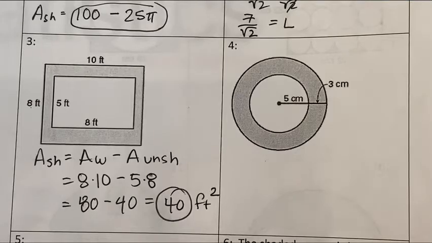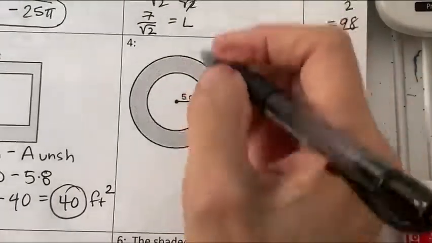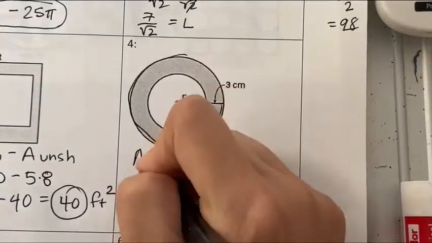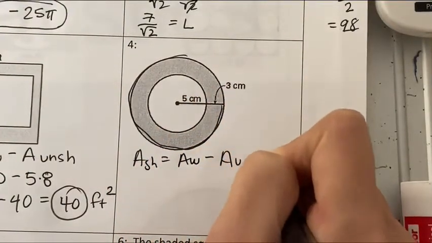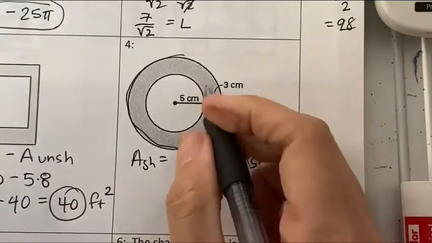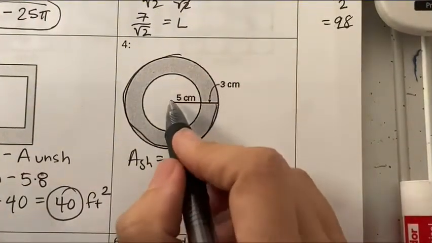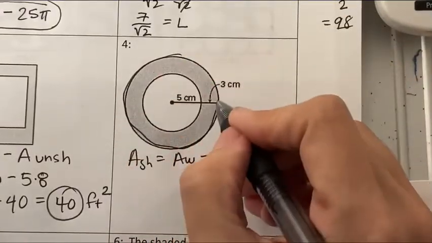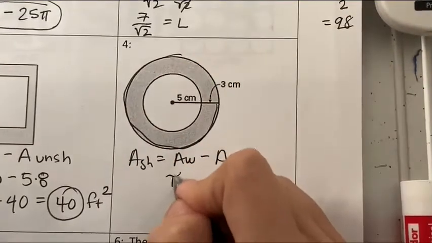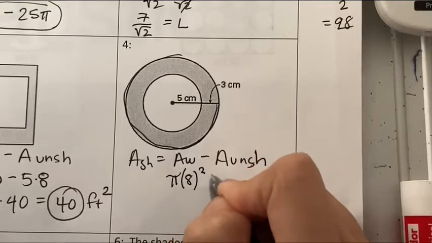All right. Next one, the whole thing. Area of the shaded is area of the whole minus the area of the unshaded. So the whole thing has a radius of 5 and 3, so the whole circle has a radius of a total of 8. So that's pi times 8 squared.